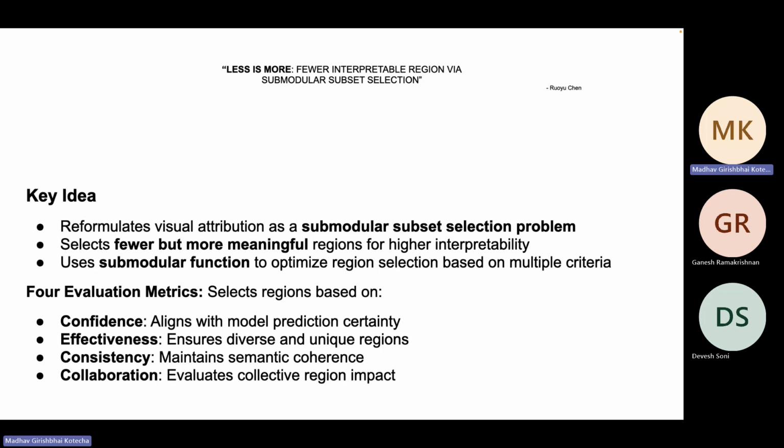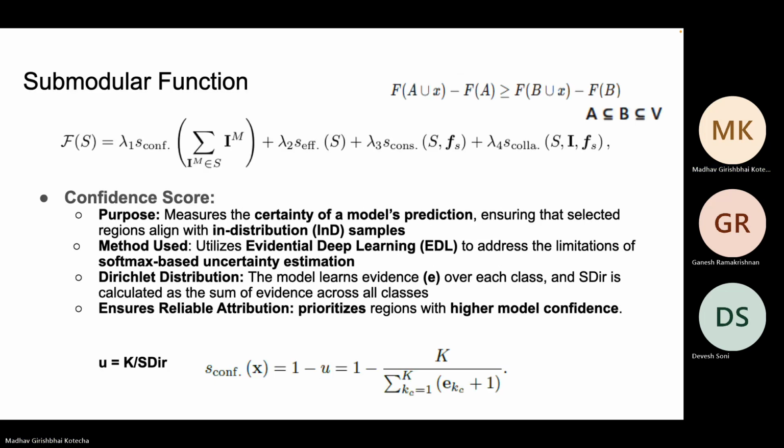Collaboration evaluates the collective region impact. There might be some patches which individually might not contribute enough, but when they are clubbed together to form a particular subregion, their impact might affect the prediction. So this is the submodular function we use. It is a combination of the confidence, the effectiveness, the consistency, and the collaboration scores. So let's talk about each of these scores in detail.